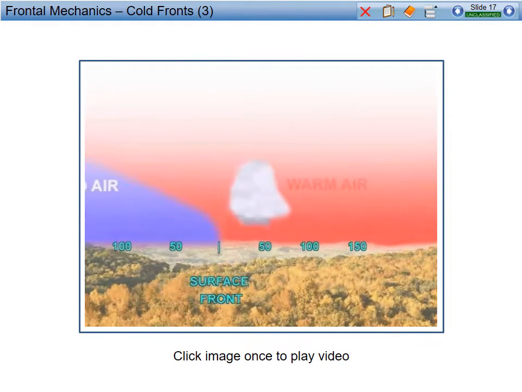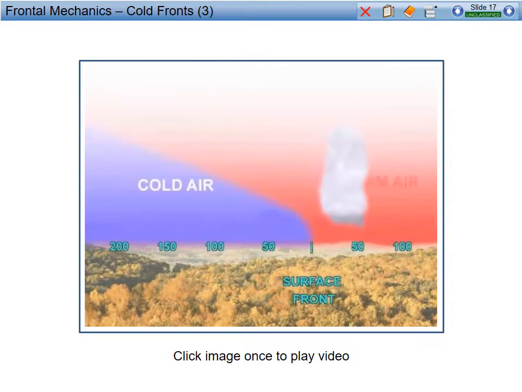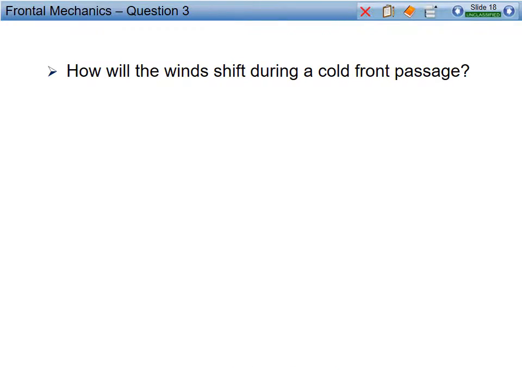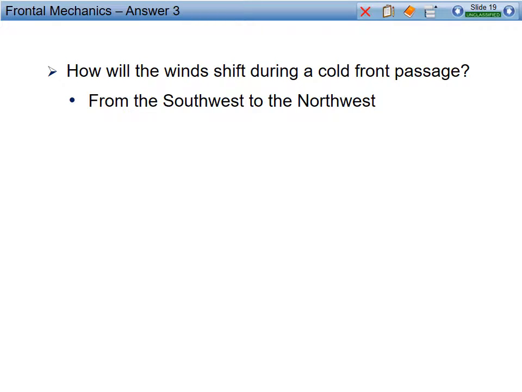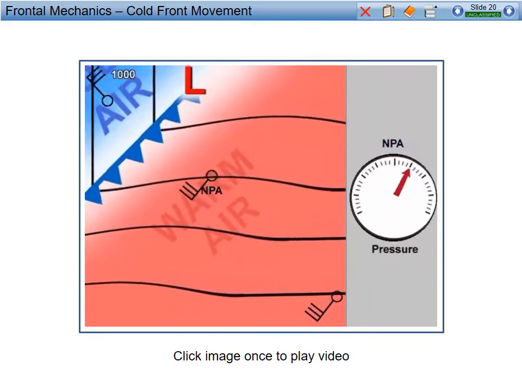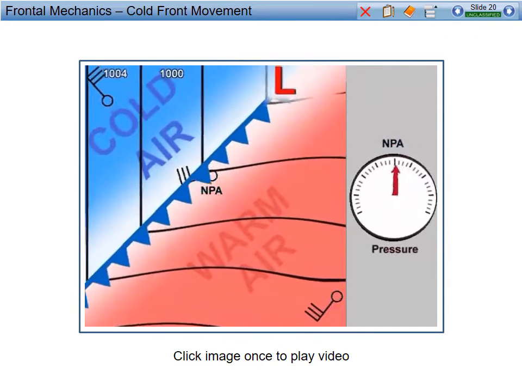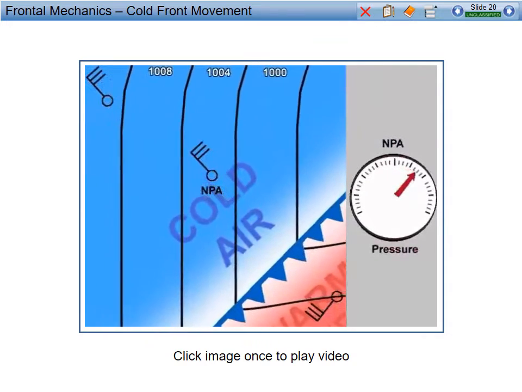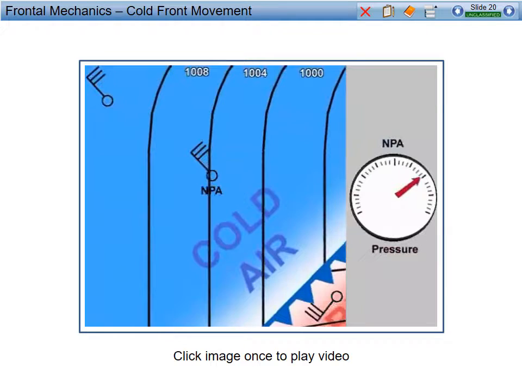Here's a video that shows the passage of a cold front, lifting the warm air up and out of the way that's ahead of it. Again, the winds shift during cold front passage from the southwest to the northwest. So you see the pressure is dropping. It's at its lowest at the frontal passage when the wind shift occurs, and then it rises back up to another higher pressure after the frontal passage.